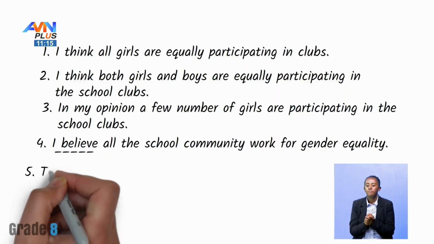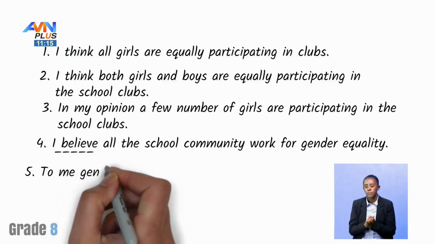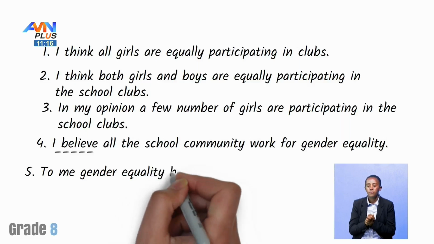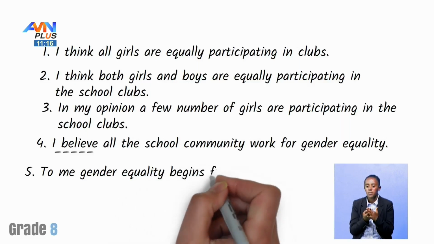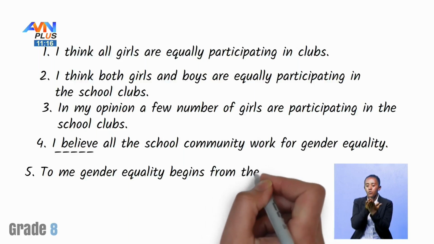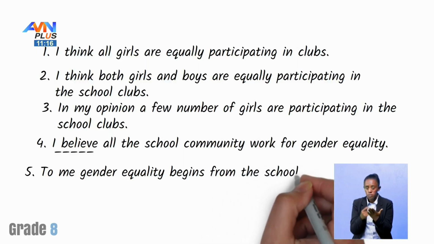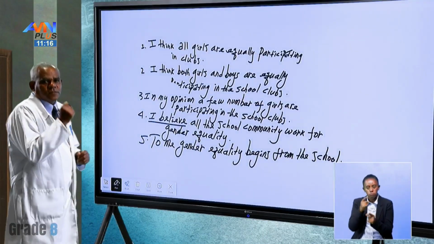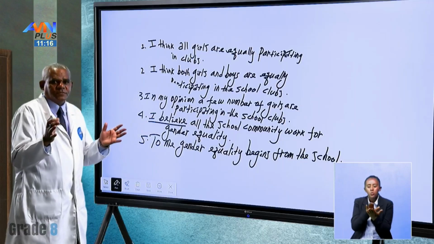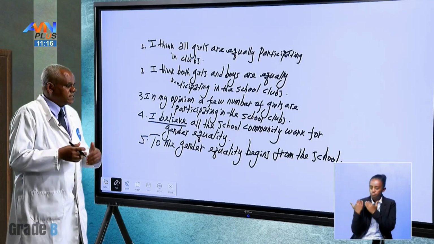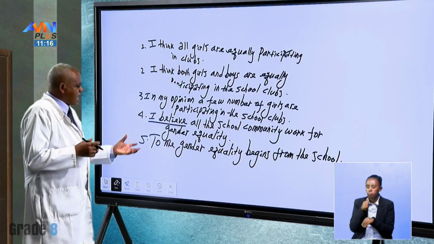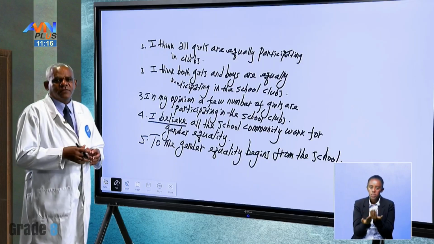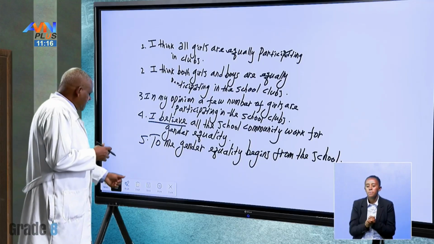Let's go. To me, gender equality begins from the school. Exactly. Yeah. This is another perception. To me, gender equality begins from the school, definitely. Right? The school, clubs, different clubs. We teachers are responsible. The parents, the students themselves have to be active enough so as to make all the genders equally treated. Yeah. Very nice. Good. Let's go and continue.